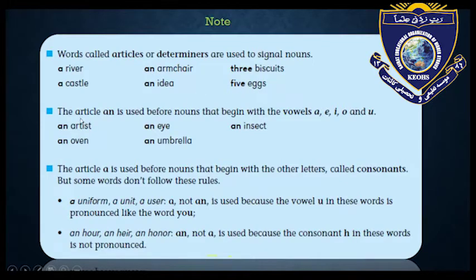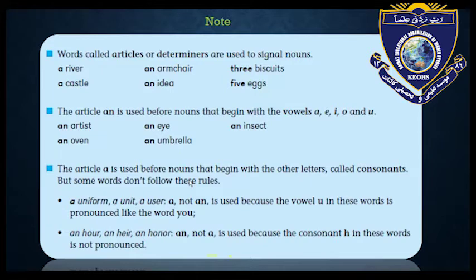Now we're moving to the next. The article "an" is used before nouns that begin with the vowels a, e, i, o, u: an artist, an oven, an eye, an umbrella, an insect. The article "a" is used before nouns that begin with the other letters, called the consonants. What are consonant letters in English? We have 19 consonant letters in the English language.